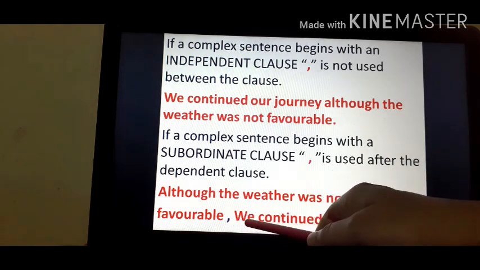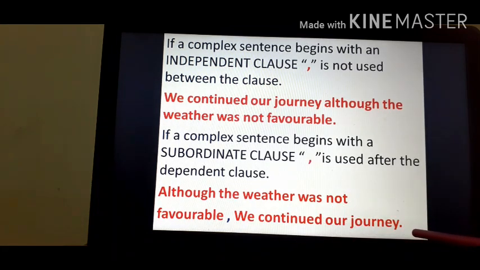We have put a comma here, then "we continued our journey." This is an independent clause. Remember that while writing a sentence, if it begins with an independent clause, no comma is used. If the sentence begins with a subordinate clause, then a comma is used after the dependent clause.